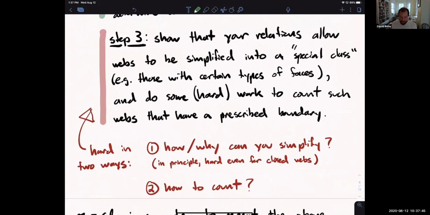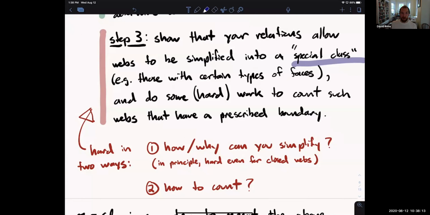You need to show that your relations allow your webs to be simplified into some sort of special class of webs. And the special class depends on which setting you're in. But you want to be able to take things and simplify them with your relations as much as possible. And then what you would like to assert is that things which cannot be simplified further, that's your candidate for some of the basis for your morphism spaces.